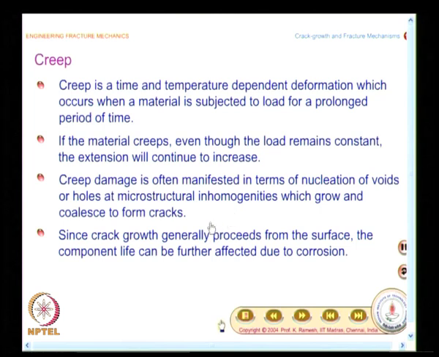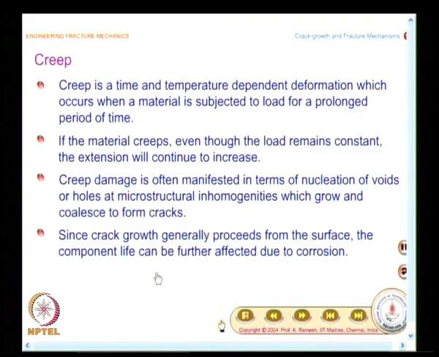In many examples, you will find crack growth generally proceeds from the surface. This is a very common thing. You have a stamping of the seal on the surface of the component after it is fabricated. Even that could form as a site for a crack to grow. So, when you have a crack that has grown from the surface, a corrosive environment will precipitate it further. So, that is what is mentioned here: the crack proceeds from the surface and the component life is further affected due to corrosion.